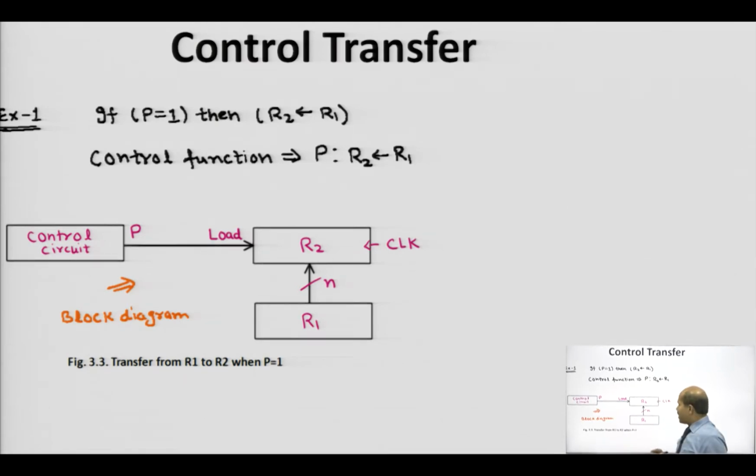So, how can this be controlled? For example, here if p equals 1, then R2 gets R1, meaning the flag value or control value p is true. If the control value p is true, then only this transformation will take place. And the control function can be written as p colon R2 gets R1. So, this is the control function for this operation. So, let us see the block diagram of this operation.